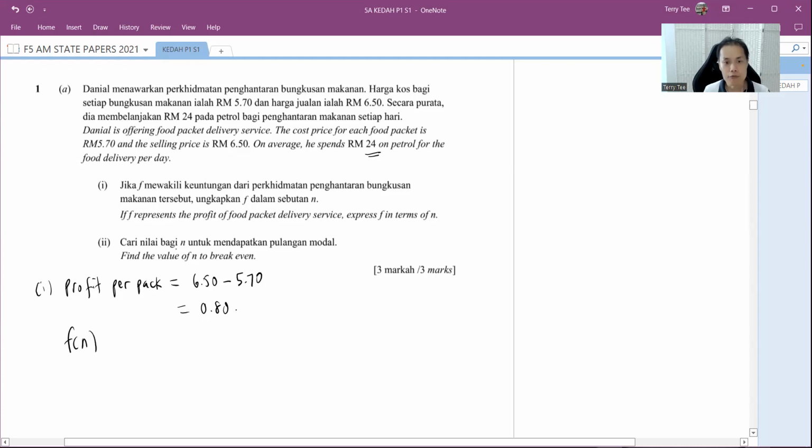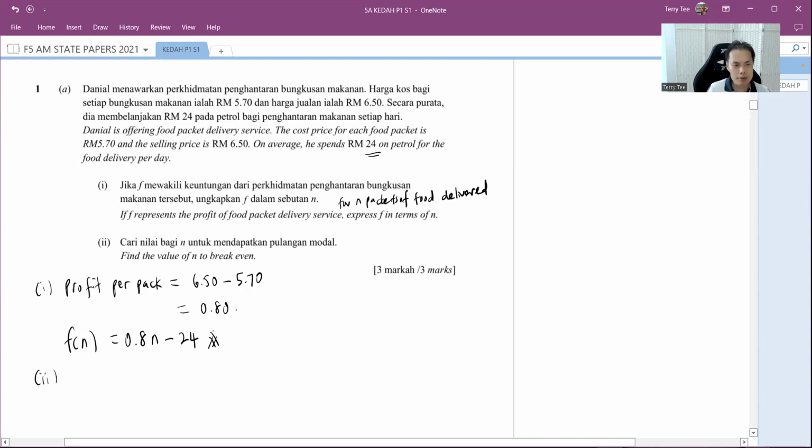F represents the profit of the food packet delivery service. But the one thing the question didn't mention is n. They should say for n packets of food delivered. So if you deliver n packets of food, then your profit per packet is 80 cents times n. So you make 0.8 times n. However, you have to spend 24 ringgit on petrol. So you get minus 24. So that will be the profit per day.